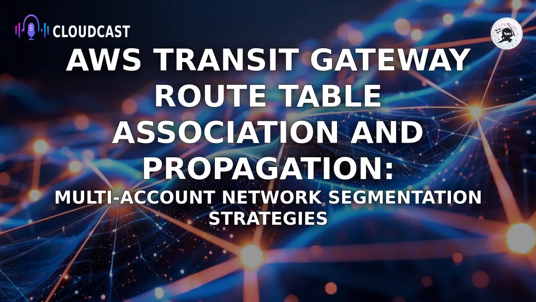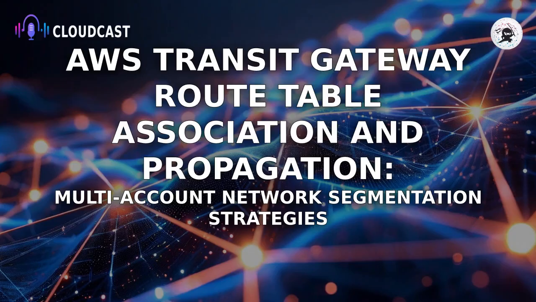Now you're getting it. Let's make this concrete. Say your production VPC is 10.1.0.0/16, dev is 10.2.0.0/16, and shared services like your Active Directory and monitoring is 10.3.0.0/16. For proper segmentation, you'd create 3 route tables: production RT, dev RT, and shared services RT. And then I associate each VPC attachment with its matching route table?